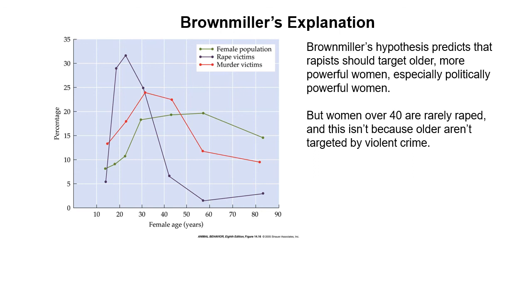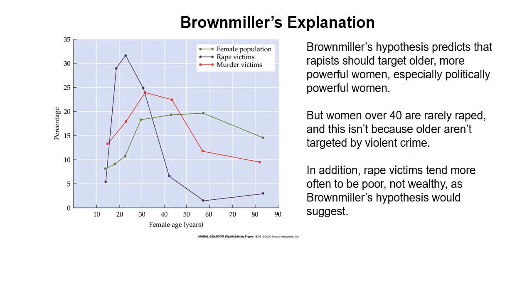If we look at our lines here, the female population is in green, murder victims is in red, and yes, it goes down as women get older. But rape victims is in purple, and you see that the peak of rape victims is at about 22, 23, the young 20s, and it really goes down into the 40s, especially into the 60s. So you see here that women in positions of power aren't the ones being raped. The victims of rape tend to be those who are poor, and as the hypothesis would suggest, this tends to be because women that are poor have fewer avenues of redress, fewer avenues of getting back at the rapist.